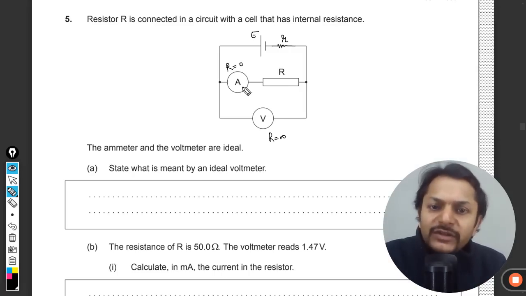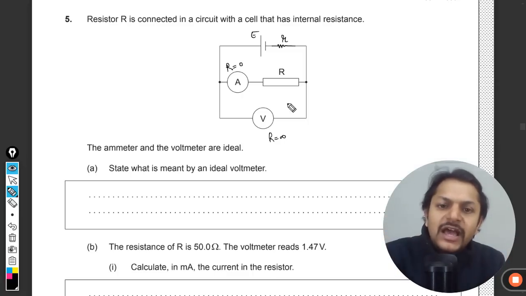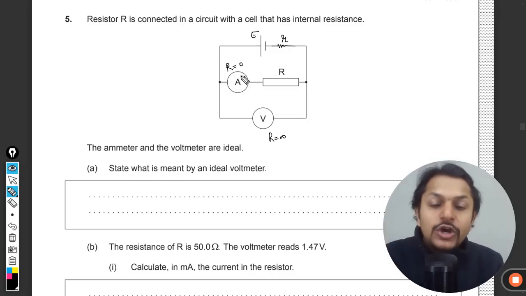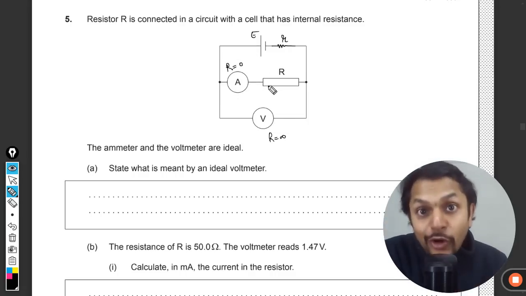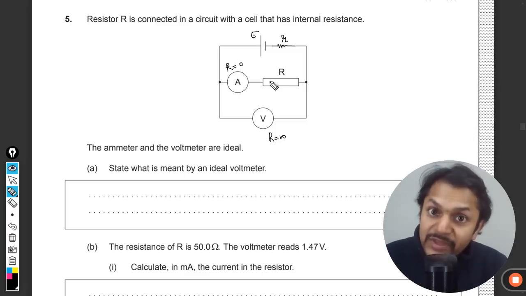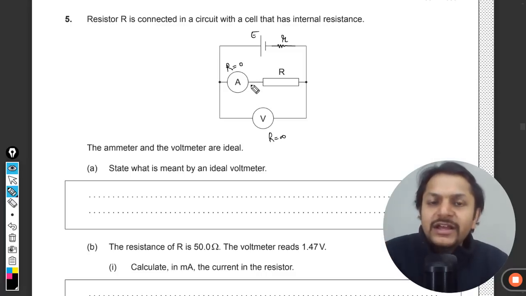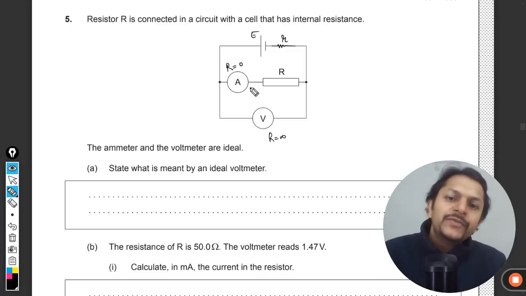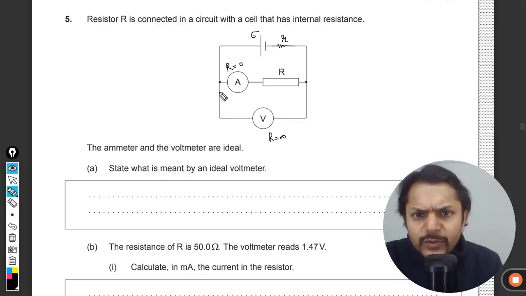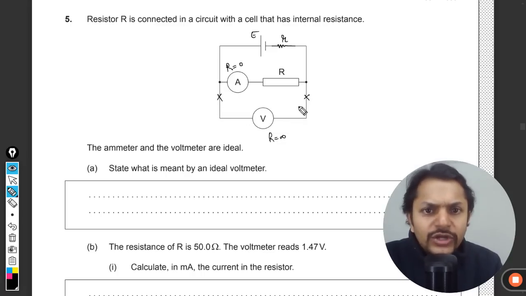So the ammeter is always placed in series with the resistance, the voltmeter is always placed in parallel to the resistance, and the resistance of the voltmeter is infinite and the resistance of the ammeter is zero. So the ammeter, although it is attached in series with the resistor R, is not adding any resistance to the branch. Whether it is there or not, it makes no difference. It's just measuring the current there. And because the voltmeter's resistance is infinite, this branch is not going to have any current flowing into it.